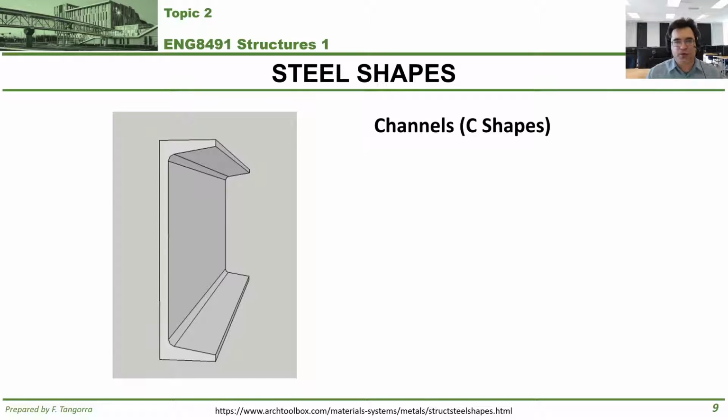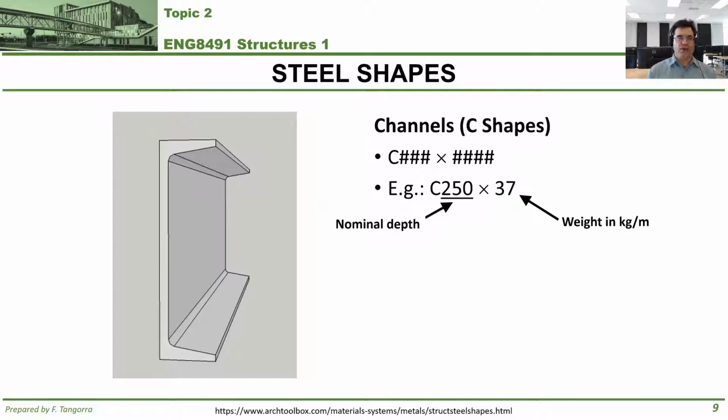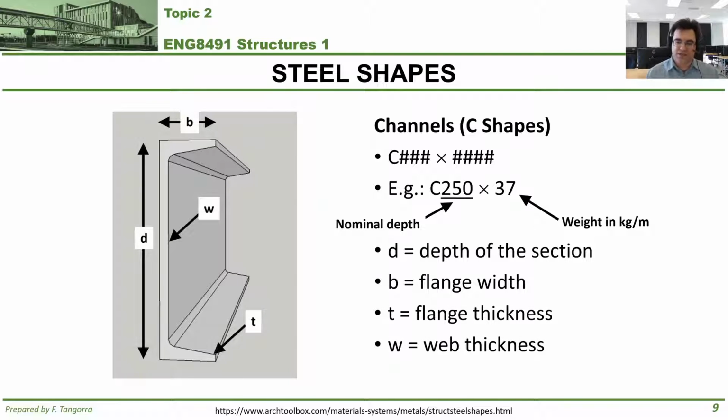Next shape, channels, also known as C shapes. They are labeled as such. You start with a capital C, followed by a number, a multiplication sign, and another number. For example, this would be read as a C250 by 37, where 250 refers to the nominal depth of the shape in millimeters, and 37 refers to the mass per meter in kilograms per meter. The depth, the flange width, flange thickness, and web thickness are demonstrated as such.